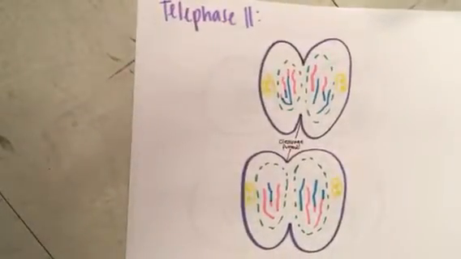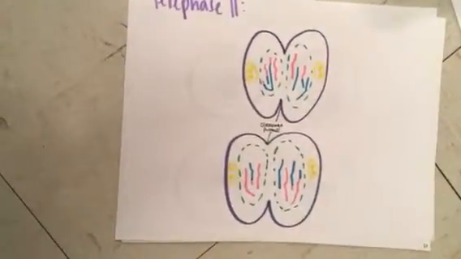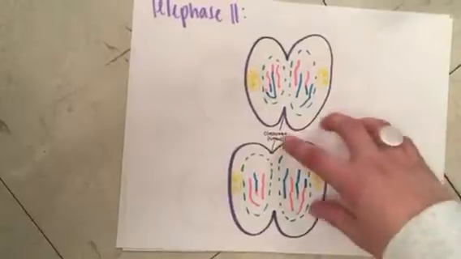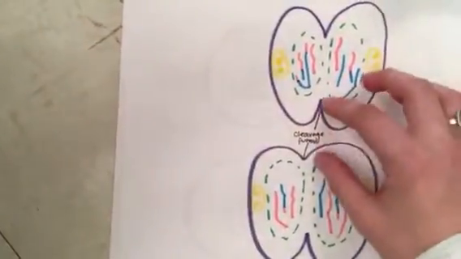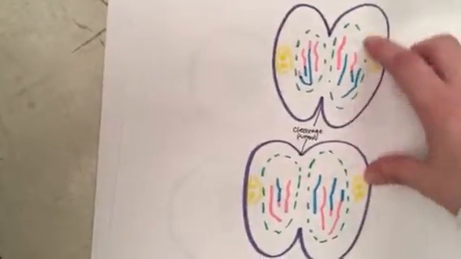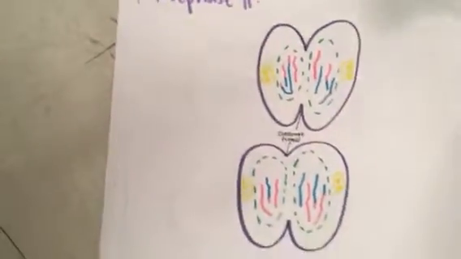In telophase 2, the nuclear membranes form around each set of chromosomes, and the chromosomes decondense. The cleavage furrow is coming out, and the centrioles are here, and the nuclear envelope is still surrounding the homologous pairs.